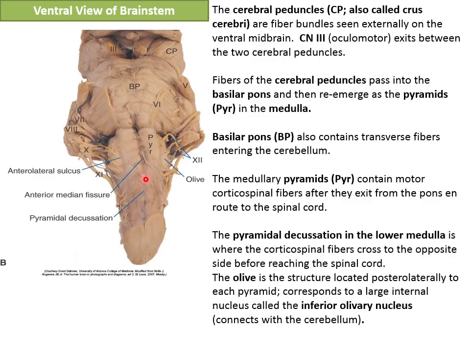The pyramidal decussation at the bottom of the medulla is where fibers travel from one side of the brain over to the other side of the spinal cord to activate muscles on the opposite side from which they originated. And then the olive is just lateral to the pyramid. In deep structure, it would be identified as the inferior olivary nucleus, and it's involved in connections with the cerebellum.